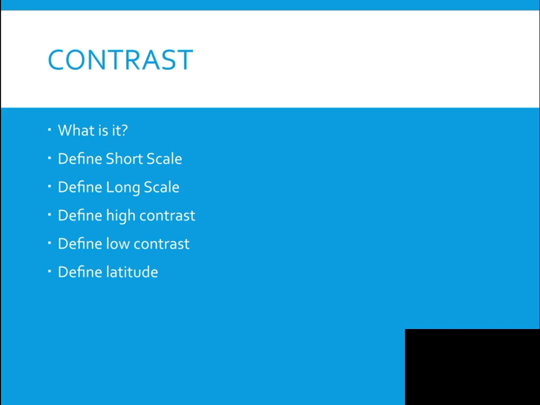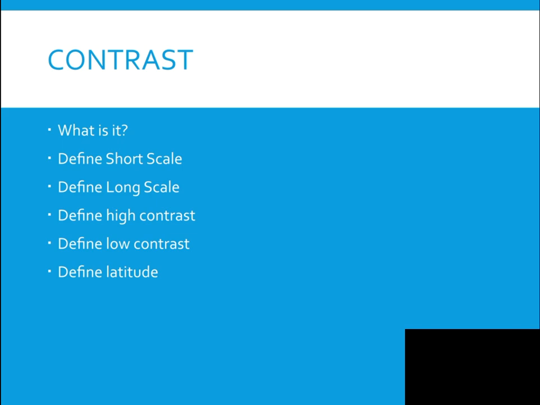So when we're talking about short scale contrast, what we're talking about is very high contrast. So your extremity work should be very high contrast. If you're looking at a chest X-ray through a rib algorithm, it should be very high contrast. The bones should stand out very well. And that is short scale contrast as opposed to long scale contrast.